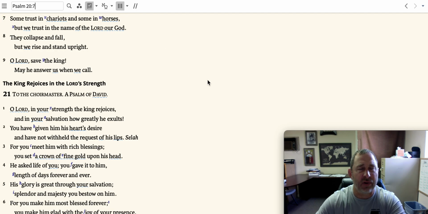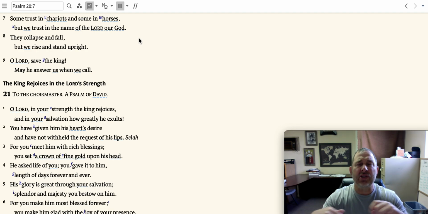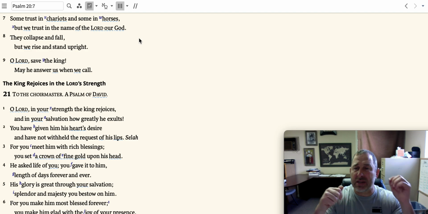Psalm chapter 20, verse 7. Kind of the same thing. Some trust in chariots and some in horses, but we trust in the name of the Lord our God. So again, what is the part? The horses and the chariots. The horses and the chariots represent all man's military might, right? All of those things which might represent human strength, military might, some people put their trust in those things.